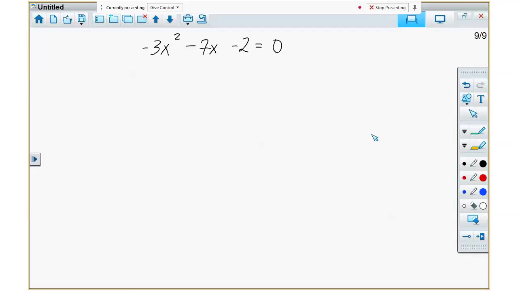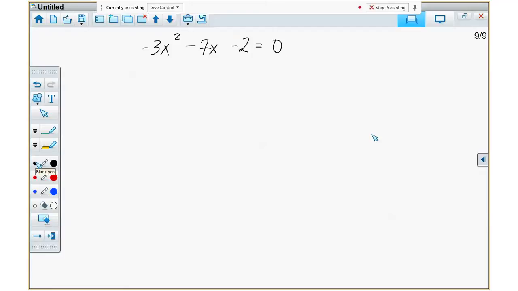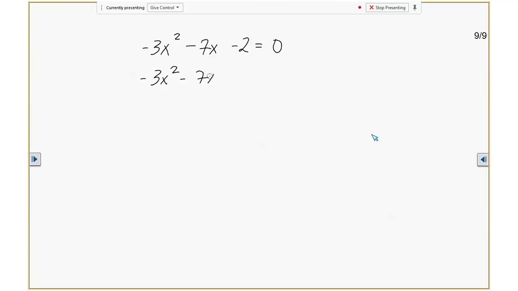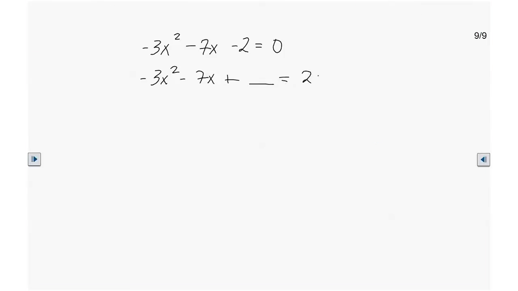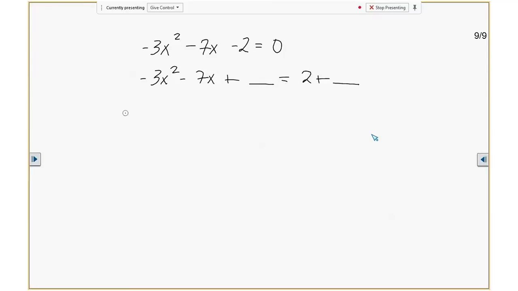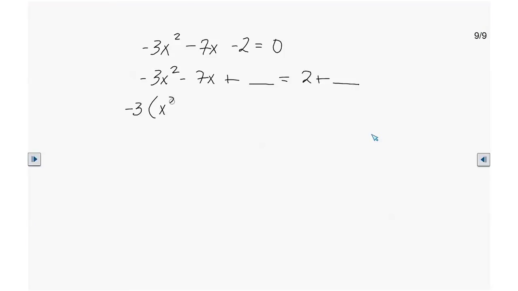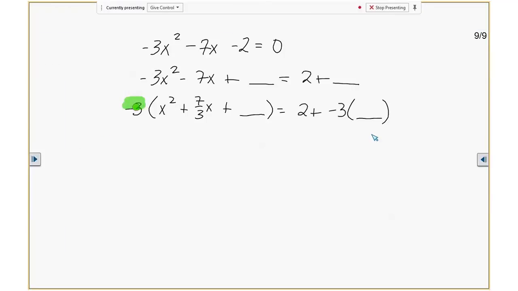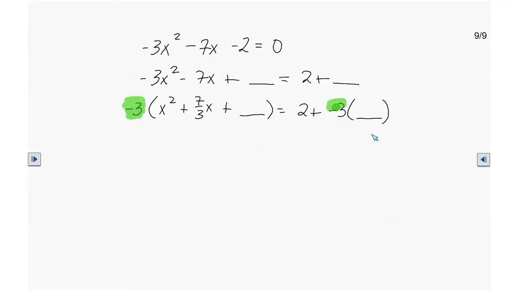So we've got to move the 2: -3x squared minus 7x plus blank is equal to 2 plus blank. Factor out the -3, that gives us x squared plus what? 7/3 x plus blank is equal to 2 plus -3 times blank. And again, just a reminder that whatever you factor out, multiply by that blank.